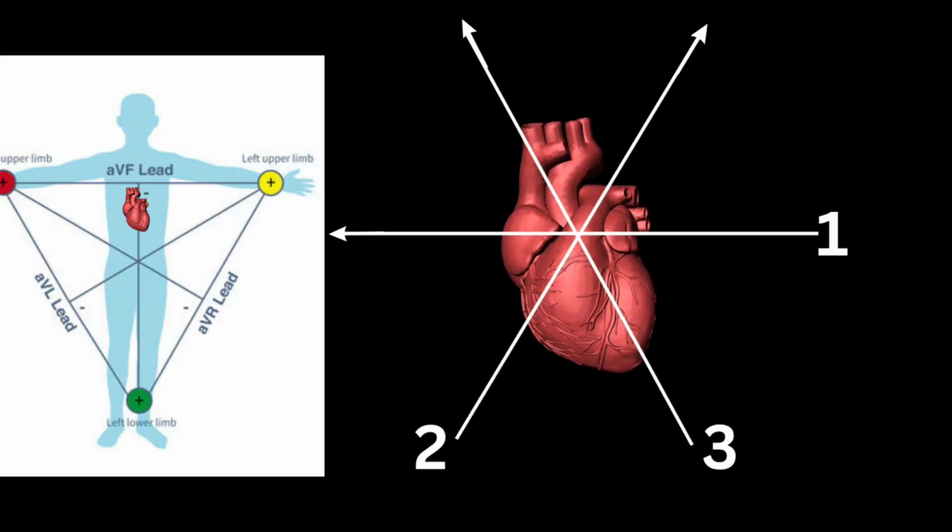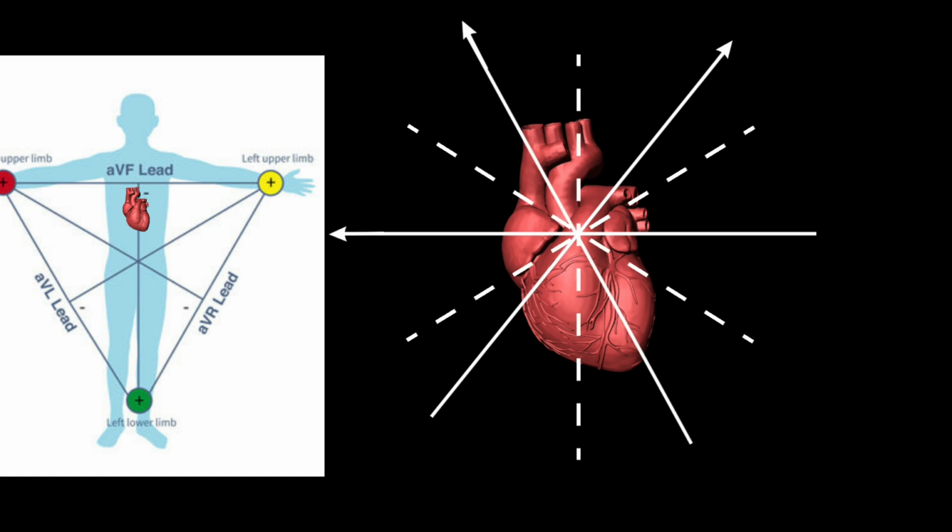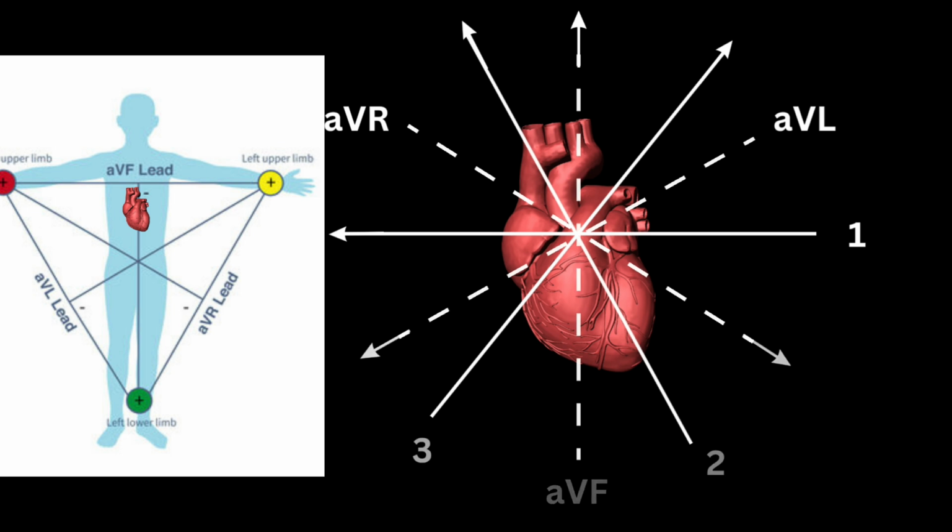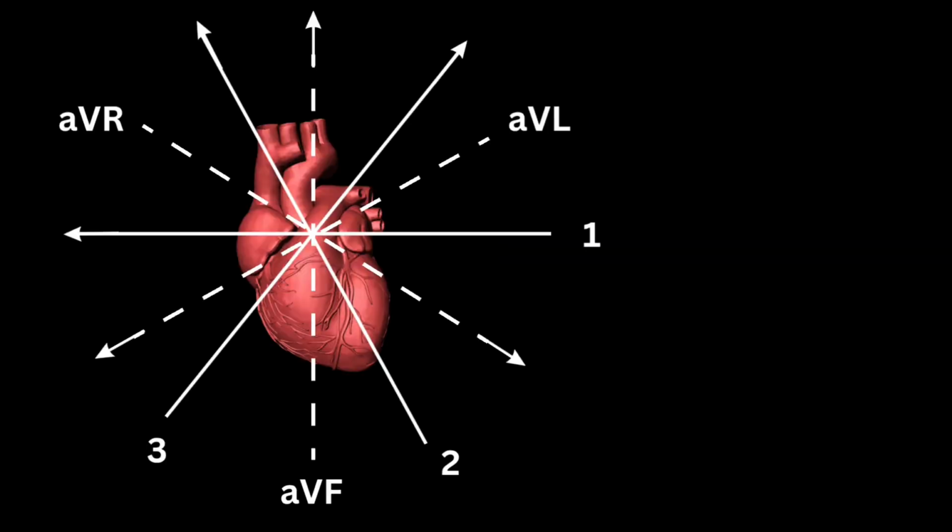You do the same with the augmented leads. You take lead AVF and place it over this axis. You take lead AVL and AVL looks like this. You take lead AVR and AVR looks like this. Now all these leads are looking at the heart in different directions. Lead 1 is looking in this direction. Lead 3 is looking in this direction. Lead 2 is looking in this direction. Lead AVF is looking at the heart from beneath. Lead AVL is looking from this direction. So we are capturing the electrical activity of the heart from all these sides.